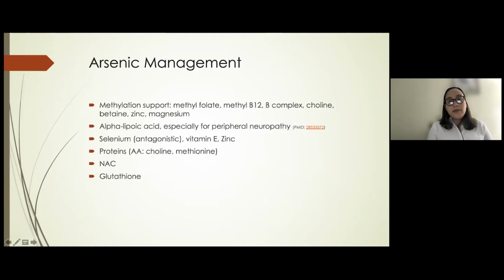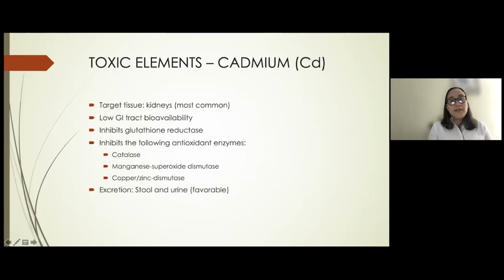So for patients with arsenic, you definitely want to support methylation: methylfolate, methyl B12, B complex, choline, magnesium, right, for that ATP. Alpha lipoic acid for patients with peripheral neuropathy. Selenium as an antagonist, vitamin E and zinc, proteins, choline and methionine, which are great methylation factors, NAC and glutathione as well. So here are my references.